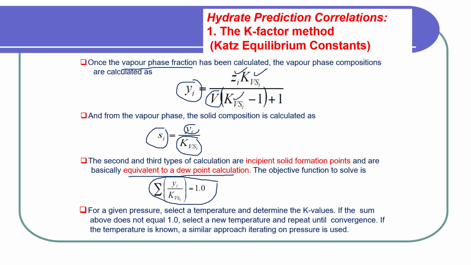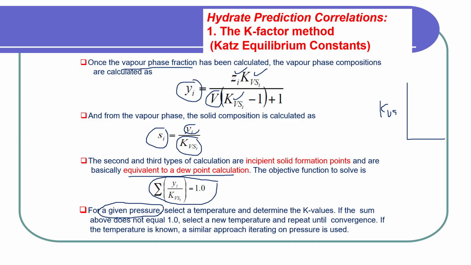So how can this be done? Let's imagine the situation where you know, for example, the pressure that you have. If you know the pressure, and you need to obtain KVS, how do you obtain KVS? You obtain KVS from the chart.